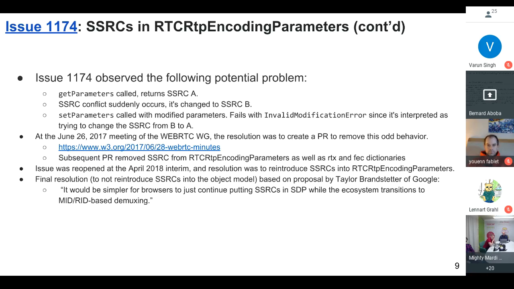So the reason this has been reopened is that there have now been some implementations in progress that don't include the SSRCs within the SDP. And since they've been removed from the object model, they aren't there either. And so a number of the developers who've been looking at this have expressed concern about this, potentially the requirement that they change their backend conferencing service to do MID RID-based demuxing fairly immediately. So that's basically where we are.